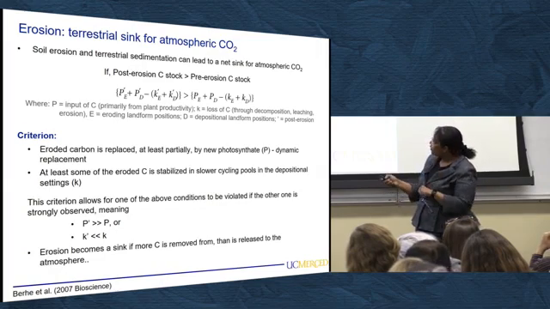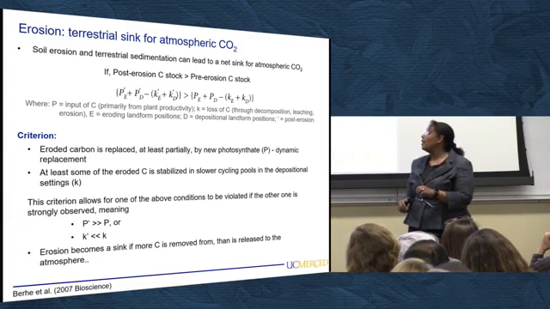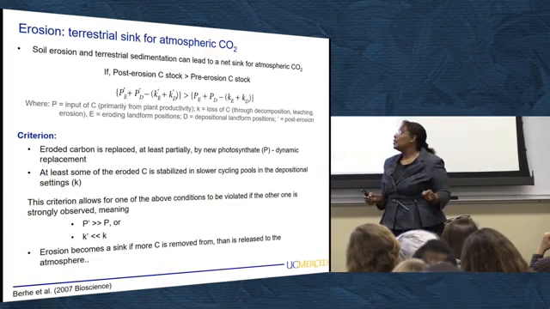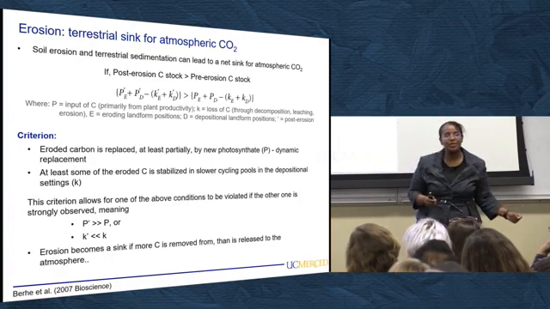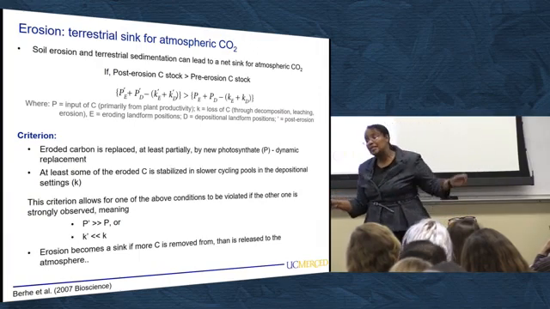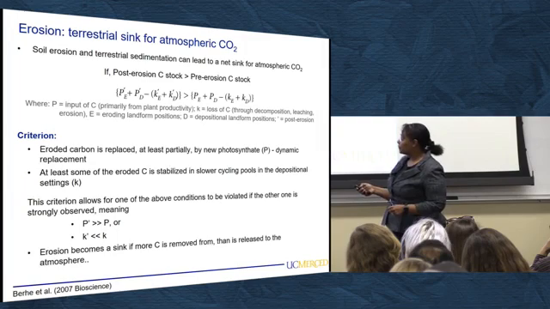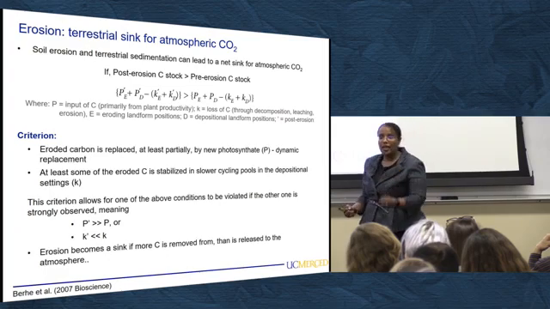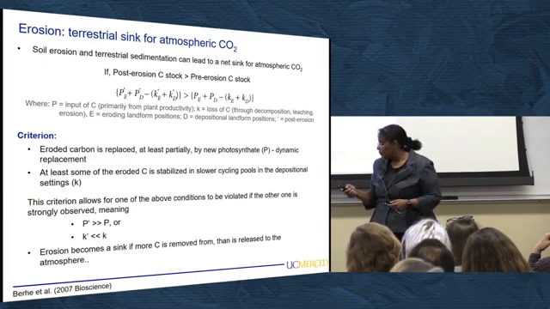then it becomes easier to see why erosion constitutes a net sink. Those of you who have followed me this far would also realize that this criterion allows for one of the above conditions to be violated as long as the other one is strongly observed, right? So if you end up with a rate of plant productivity after erosion that's considerably higher than what you started out with, you can still make up the erosional loss. Or if the rate of decomposition of that eroded carbon is considerably slower compared to where you started out, you can still end up with a positive sink term. And as long as the process of soil erosion is leading to more carbon being removed from the atmosphere than is being released, then you still can get a sink term.